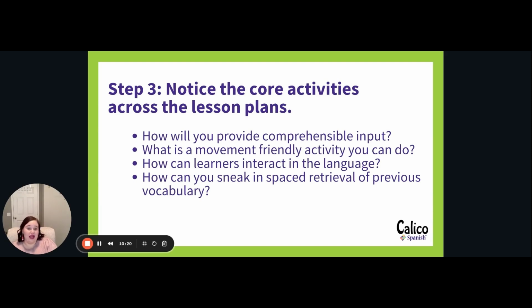Then you need to think, okay, so how are they going to interact in the language? What can I ask them to do to show me what they know? How can we practice that dialogue? How can we practice interacting and engaging with one another in Spanish?